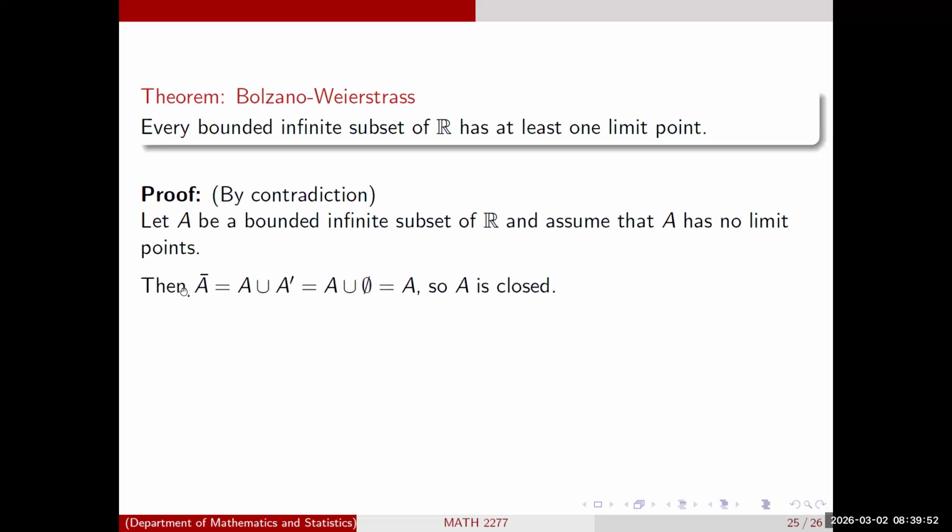Another way to do it is to look at the closure. A set is closed if and only if it is equal to its closure. Remember, the closure is given by A bar, so the closure is A union its limit points. The limit points set is the empty set, so A union the empty set is A. So we get A bar equals A. So A is a closed set.